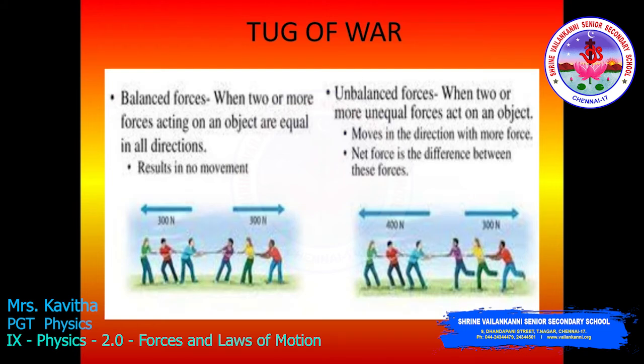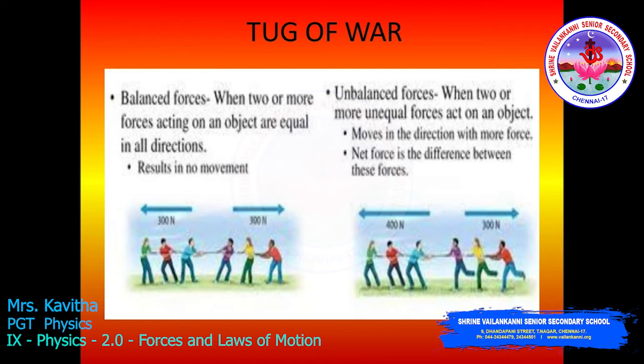What is tug of war? With the above explanation, you can get more idea about balanced and unbalanced force. One more example I have given is tug of war. The rope is pulled by two teams. The rope does not move in any direction because the forces applied by the two teams are equal and opposite. That means the forces applied are balanced force. In the first diagram, 300 Newton and 300 Newton, equal force. That is the balanced force.